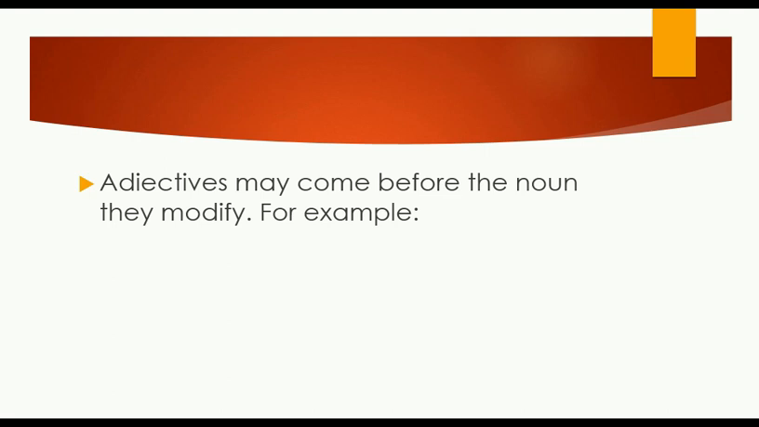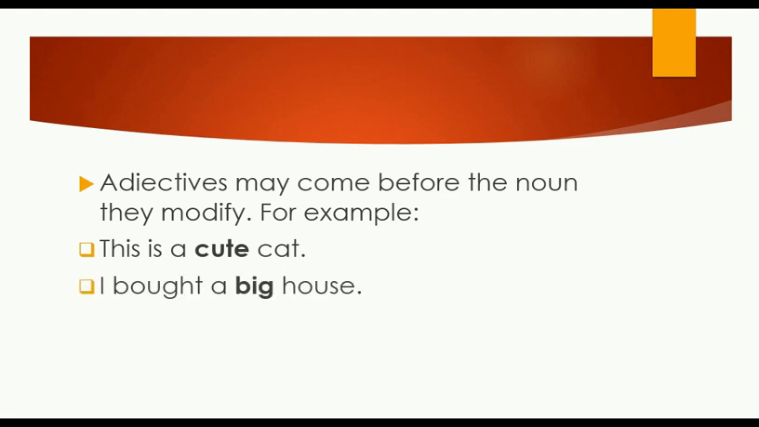Adjectives may come before the noun they modify or describe. For example, this is a cute cat. So, cute is an adjective that comes before the noun it describes, which is the cat. I bought a big house. The same thing for the second example. Big is an adjective, it modifies the noun house, so it comes before it.